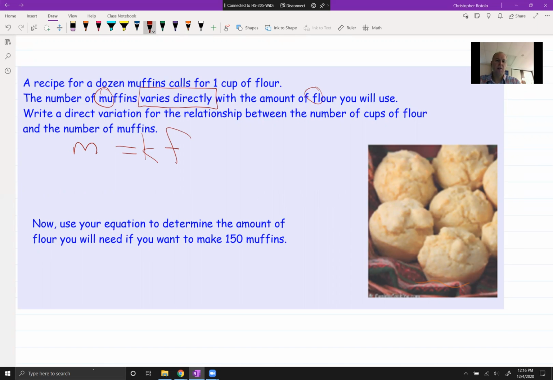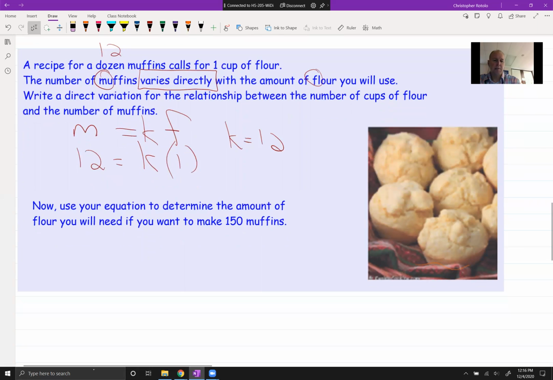Write a direct variation. Wait, where'd the numbers go? Where are the numbers in this problem? A dozen muffins? Oh, a dozen muffins: 12 equals K times 1 cup of flour. The constant of variation is 12. So what's the equation actually going to be? Muffins equals 12 times the flour.